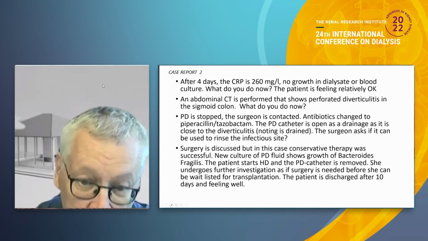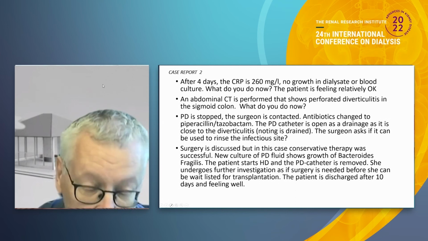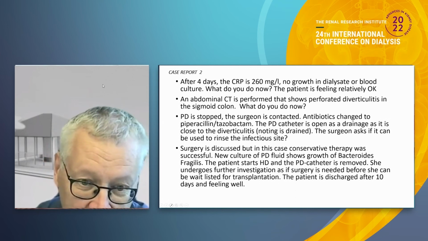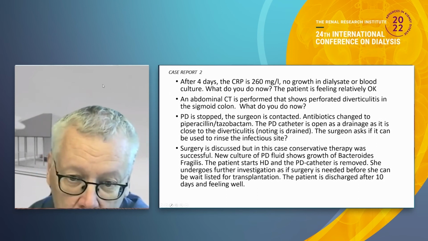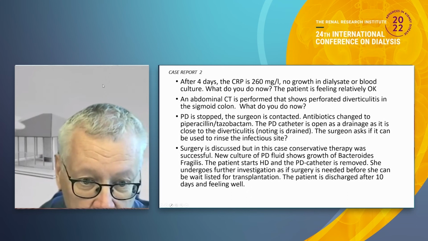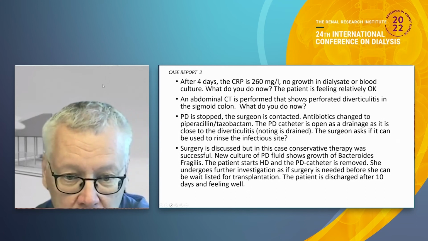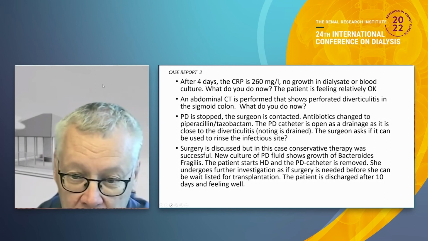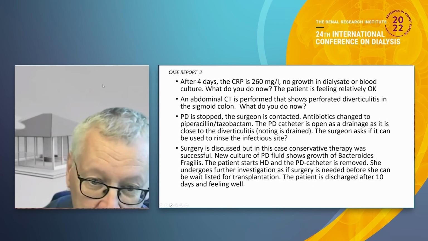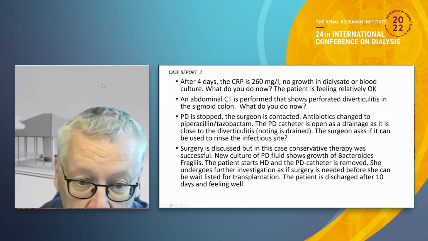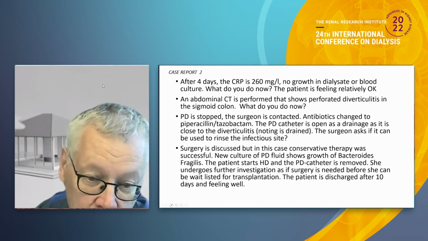Surgery is discussed, but in this case, conservative therapy was successful. And I'm quite sure that if we had rinsed the peritoneal cavity, we would have needed to make major surgery. Now we had growth of Bacteroides fragilis. The patient was started on hemodialysis, the PD catheter removed, and she underwent further investigation to see if she can later be transplanted. She was discharged, and in this case, we continued on hemodialysis, and she was later transplanted.